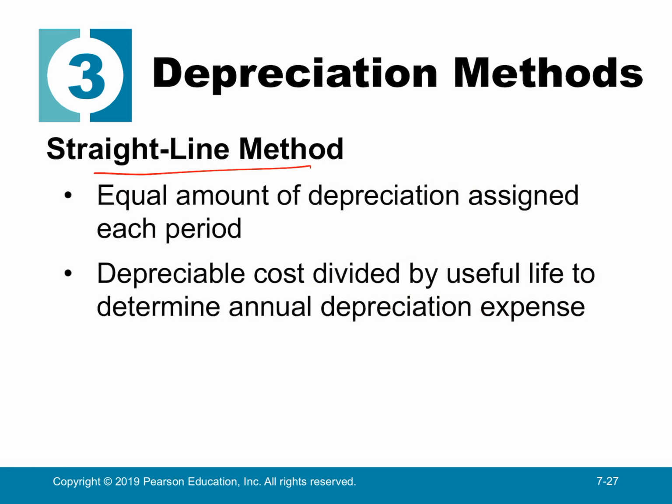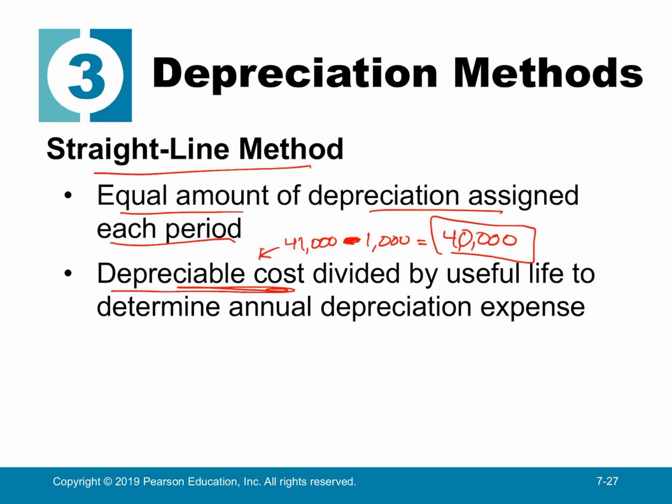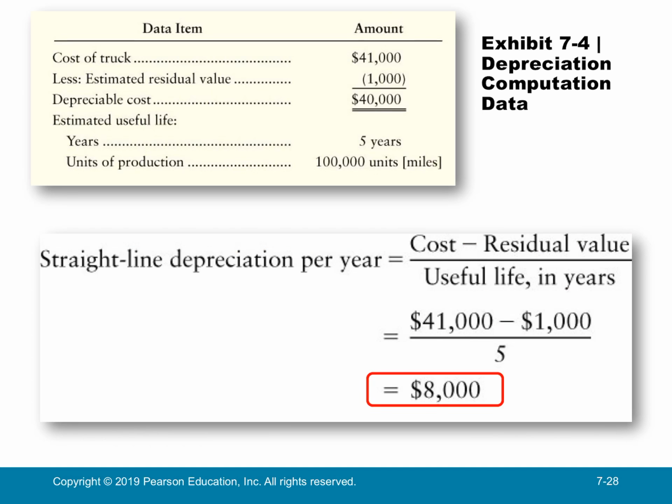So straight line method is the most straightforward. It just takes an equal amount of depreciation each period, okay? You take the depreciable cost, which is, in our example, the 41,000 less 1,000 equals 40,000. So that is our depreciable cost in our example, 40,000, divided by the useful life, 5 years or 100,000 miles, to determine an annual depreciation expense.